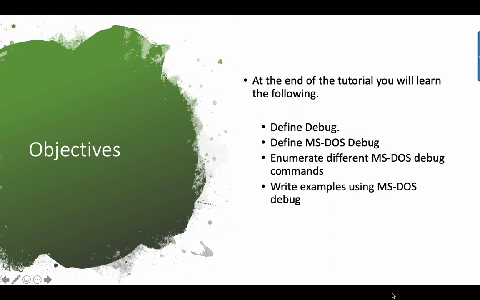At the end of the tutorial, you'll be able to learn the following. Number one, we're going to define what is debug. Two, we're also going to look into what is MS-DOS debug. The third one is we're going to enumerate the different commands in MS-DOS debug. And the last one is we're going to write some codes using MS-DOS debug. Okay?